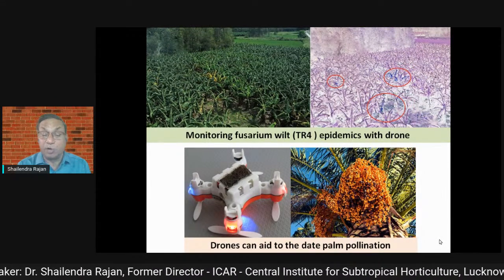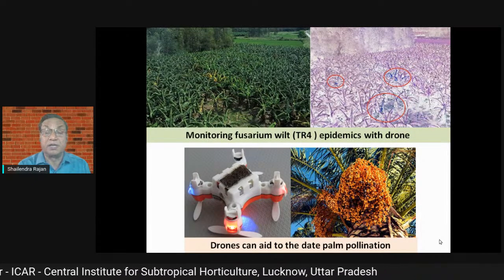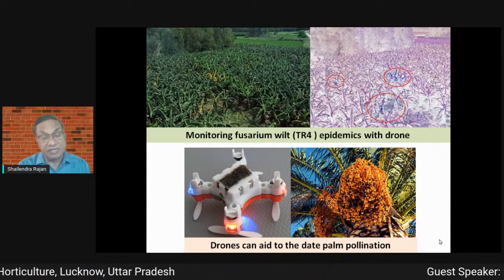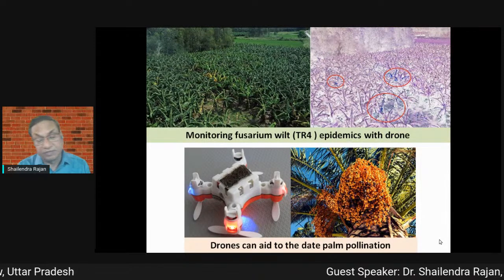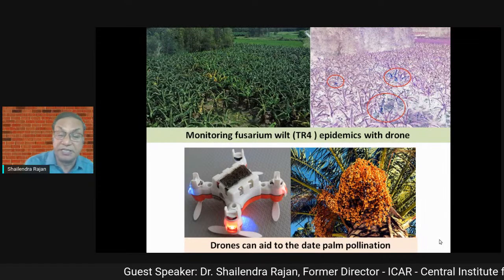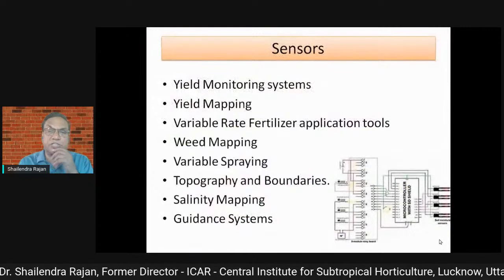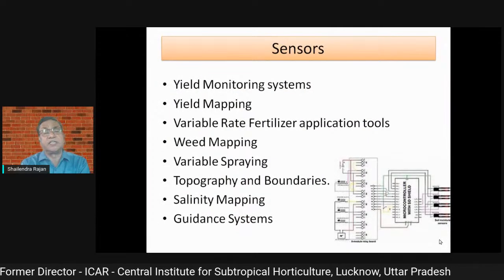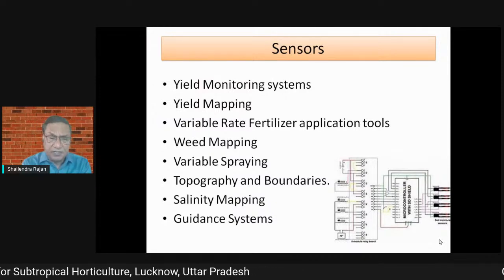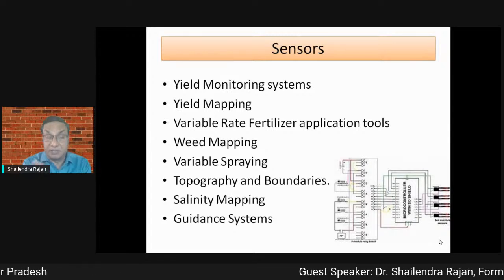Another area is pollination. Date palm pollination is one of the problems where compatibility is an issue and pollen application is needed, where drones can very well aid the different operations which are required, particularly in date palm pollination. It may play a role. In other crops also, drones are important. Lots of sensors are there, but the sensors are particularly important where the area is too large. Then yield monitoring systems, these may be there. The sensors for yield mapping are there.